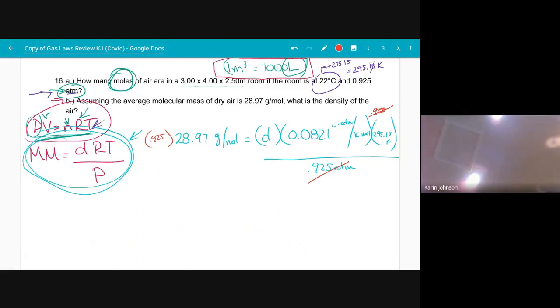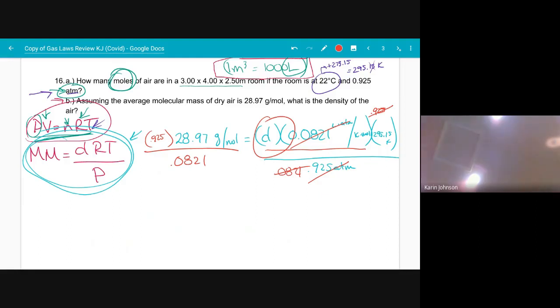Likewise, I want to get rid of the 0.0821, so I'm going to divide both sides by 0.0821. That makes this cancel out, and I'm going to divide this side by 0.0821. So now to figure out what the density is, I have D all by itself. I go ahead and put it into the calculator: 0.925 times 28.97, divided by 0.0821, and we get 326, and I screwed something up. That is not the same answer as what I have written up there. What did I do wrong?